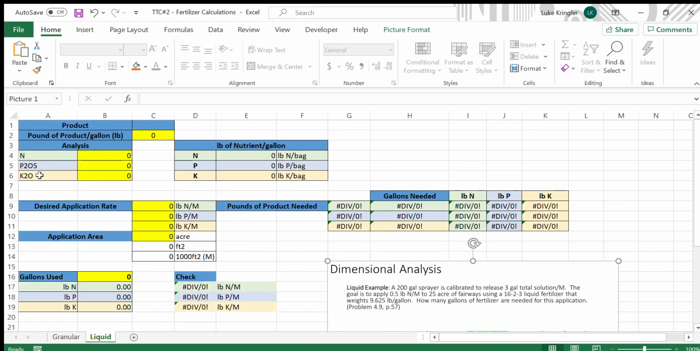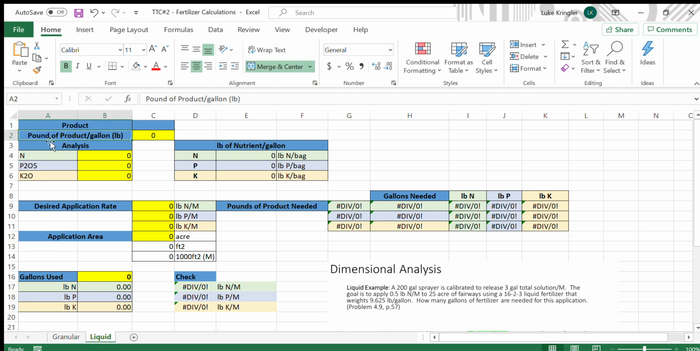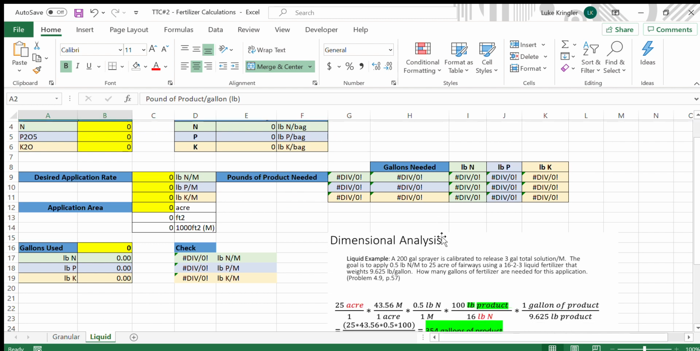The one difference between the granular sheet calculator and the liquid sheet calculator is the pounds of product turns into pounds of product per gallon of product, because for your liquid formulations, you need to know how much 1 gallon of product will weigh before you can proceed with your calculations. But it's only one input that changes. Everything else is the same. You just have to know your pounds of product per gallon. So let's read this example.